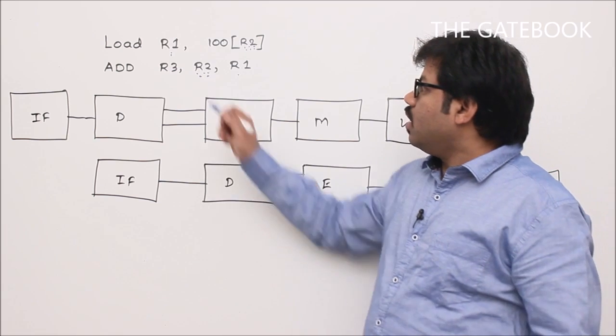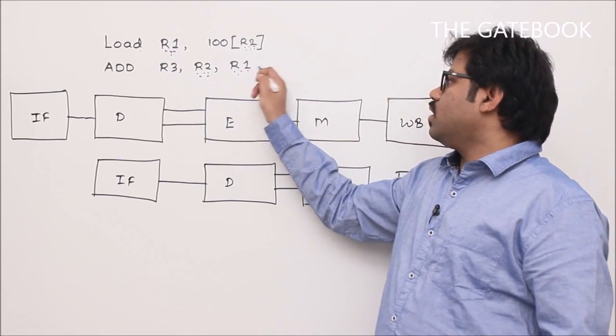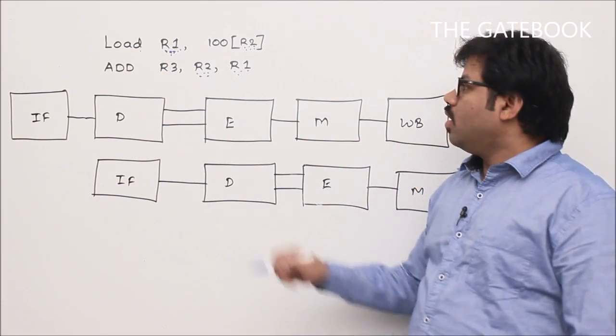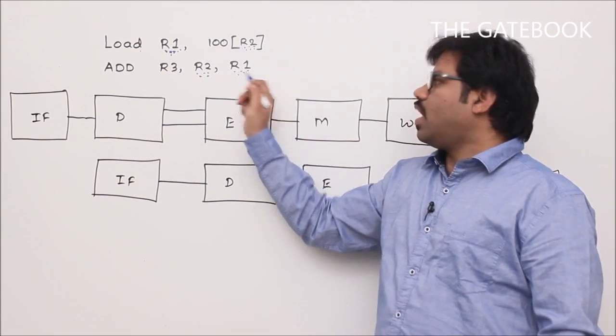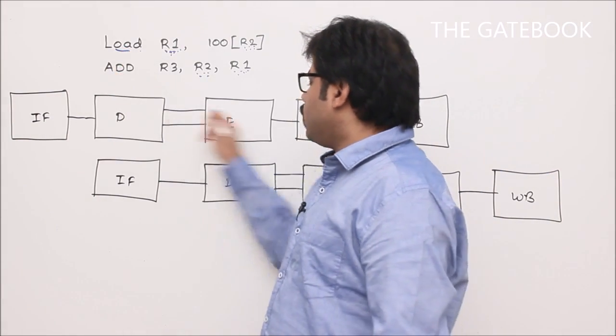But the thing is, the load instruction is using R1, and the add instruction is using R1, but here R1 is getting updated because of the load instruction. But this add wants to use R1. So what is going to happen, we'll see. Let us execute the load instruction with these 5 stages.